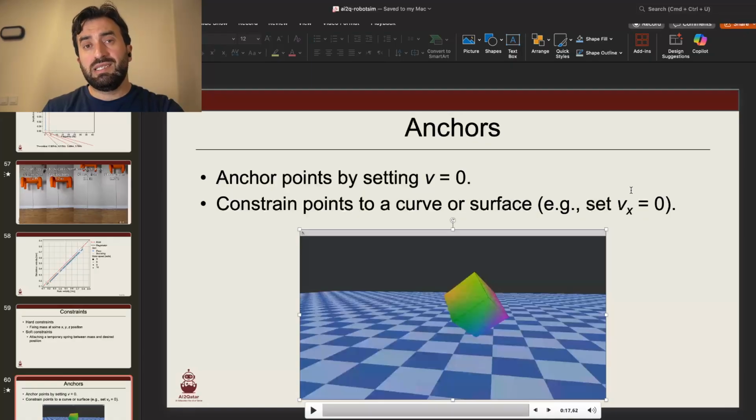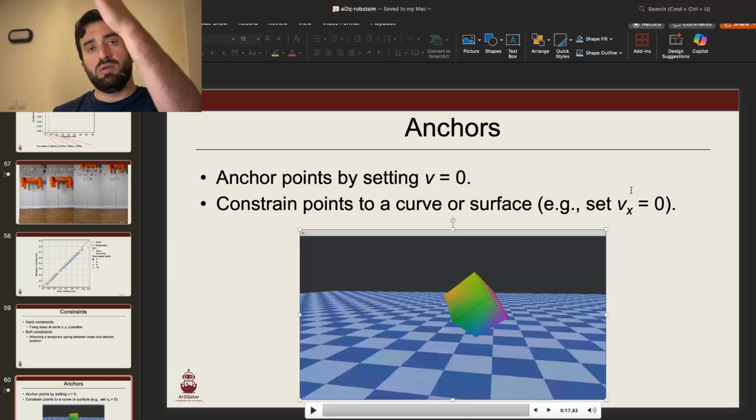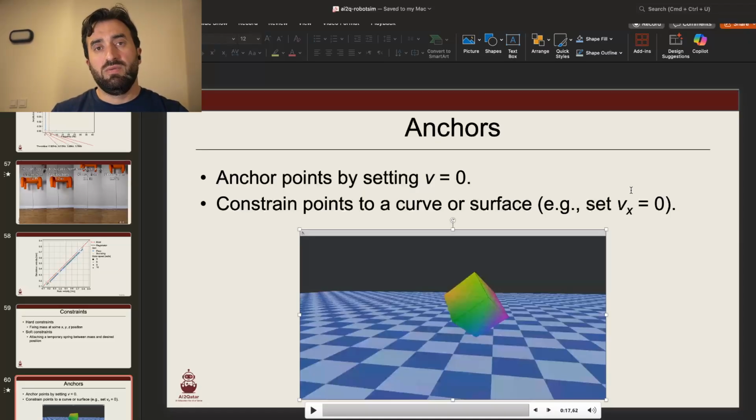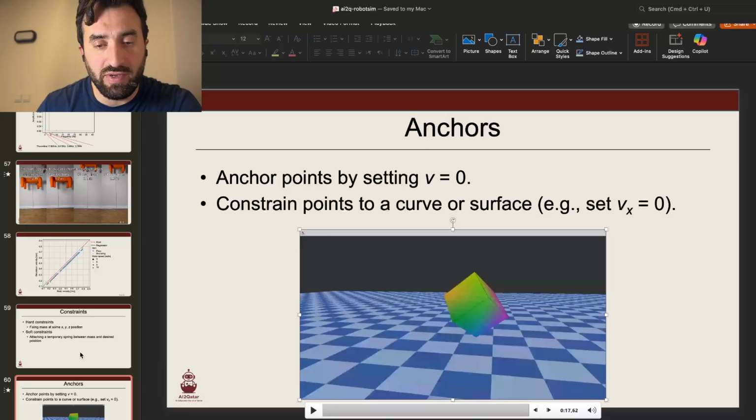One way of doing it is setting Vx equals 0. That means the velocity of that particular point in the x direction is 0. So it basically can move on the YZ surface without changing the x coordinate value.